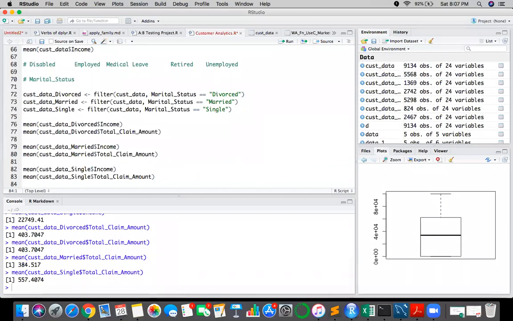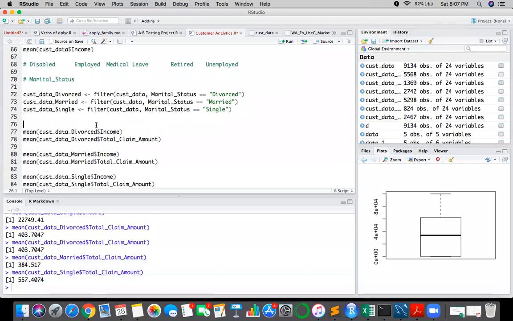Okay, so claims among singles is maximum. They have a lot of time in their life to claim their amount and all those things, so the claim is maximum, and the least is in married people. When divorced, it is lesser than singles but greater than married. So you got a good insight from here in terms of income and claims, how they are related. I'll just save this so that you can refer to it.